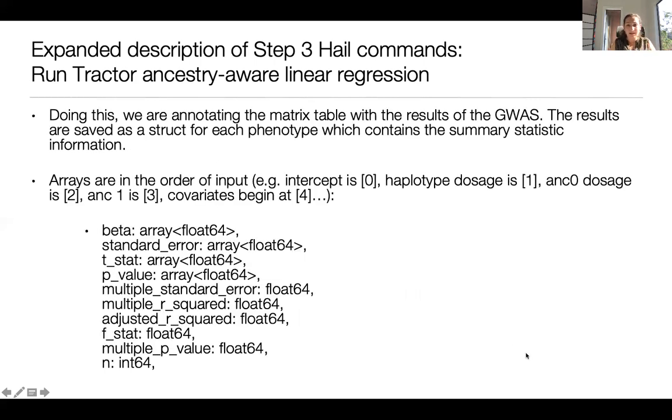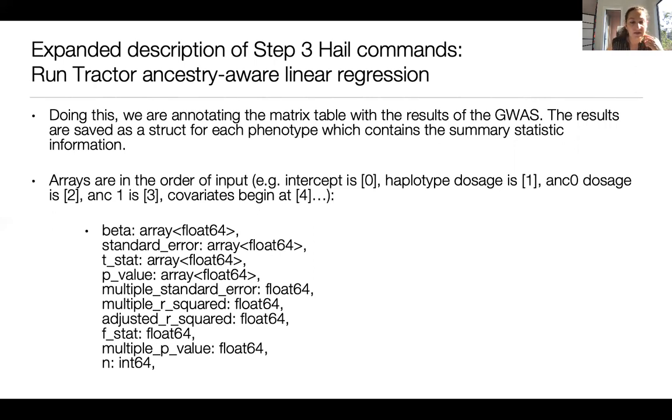Doing that, we are basically annotating each of the variants in our matrix table with the results of the GWAS. The results are again saved as a struct, here named TC, our phenotype. And this will contain pieces of information for each of the summary statistics that we listed here, including the beta effect size, the standard error, and the p-value. Within each of these, there's going to be an array of indexable values that's in the order of your terms.